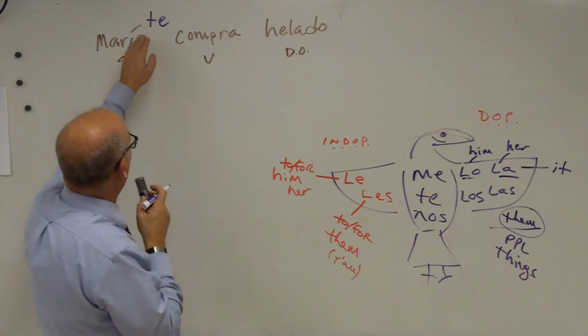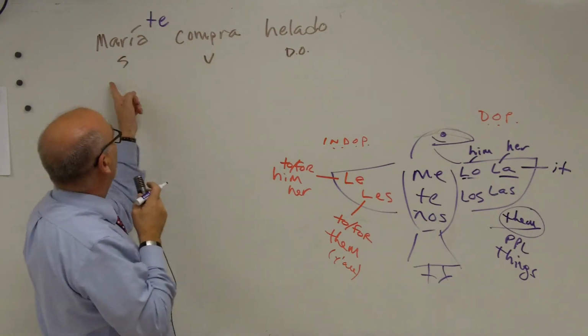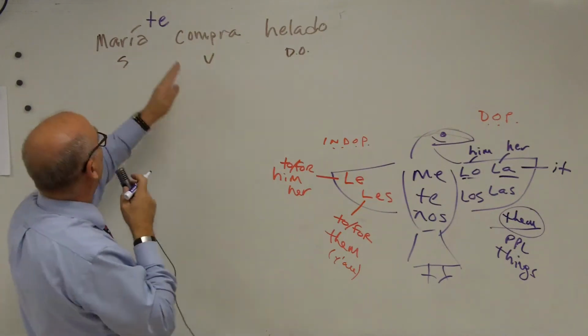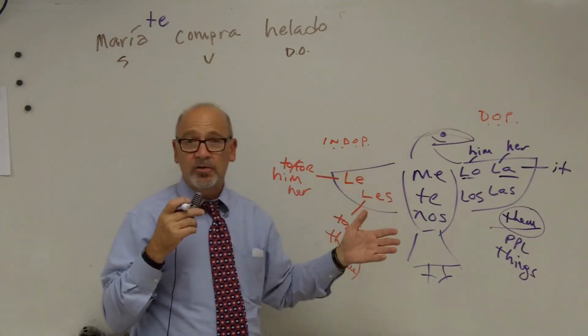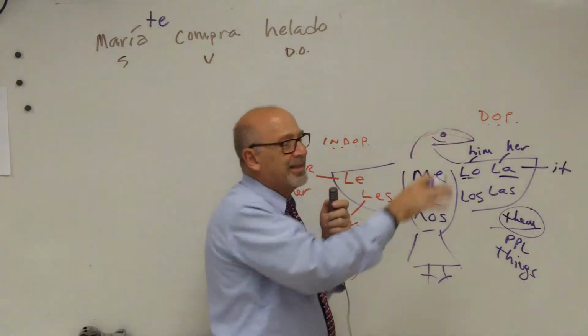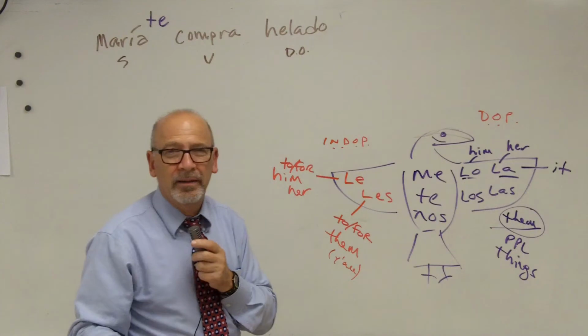Okay. Maria buys ice cream for you. Now, the reason that we decided to use a bird word is because that's the easiest way to do it. All right? Easiest way. You could also say para ti, but that's a long way around the block. All right, so stay with me.